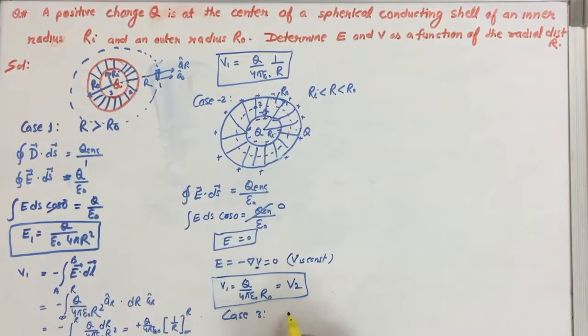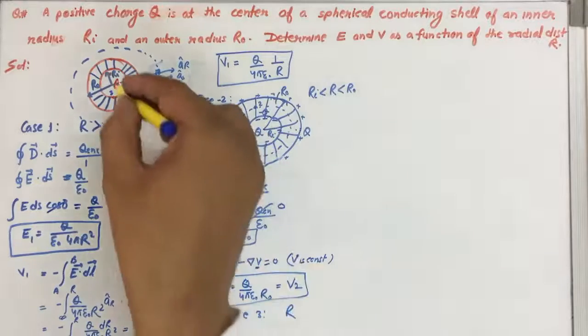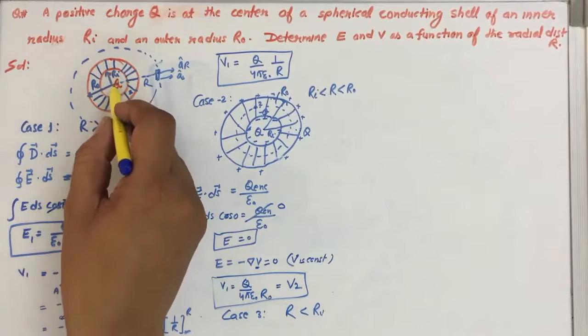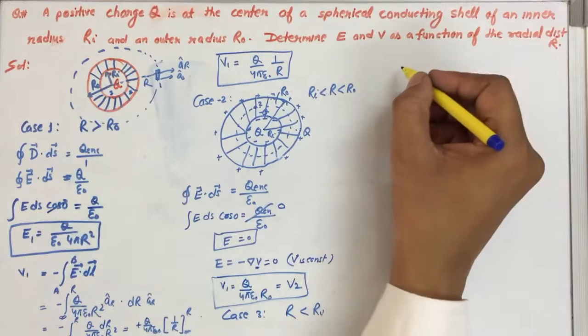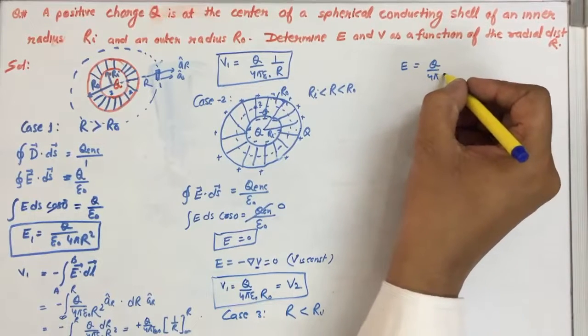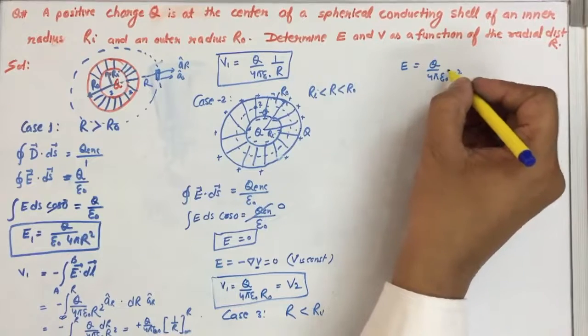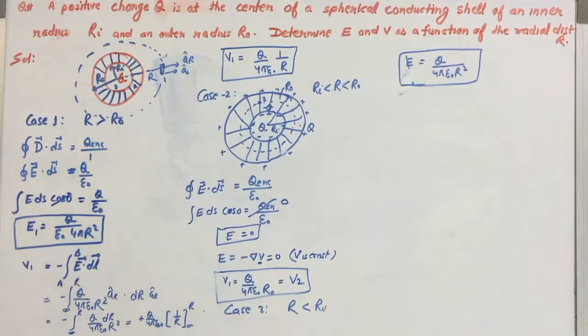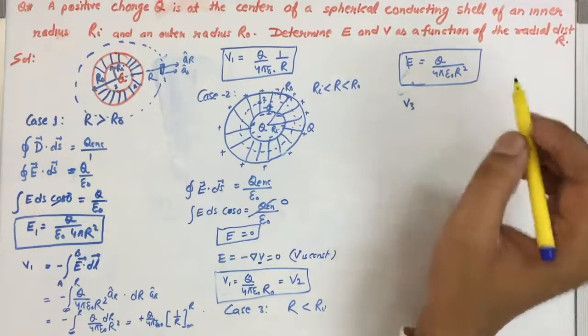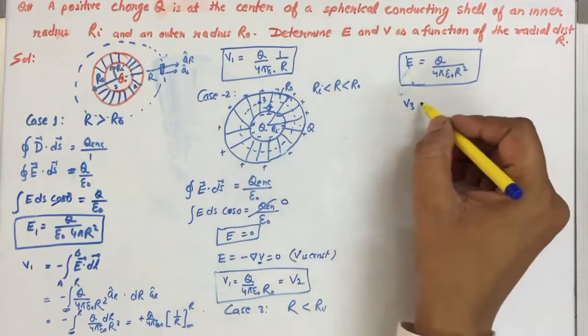In case 3, now we are inside of the inner radius, that is r is less than ri. If we consider this, then the charge enclosed will be only this charge, and we can say E will be equal to q by 4 pi epsilon naught r square. Once we came to know E, let us try to find V3 inside the inner shell.